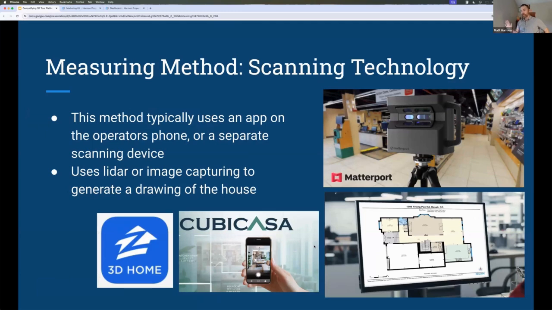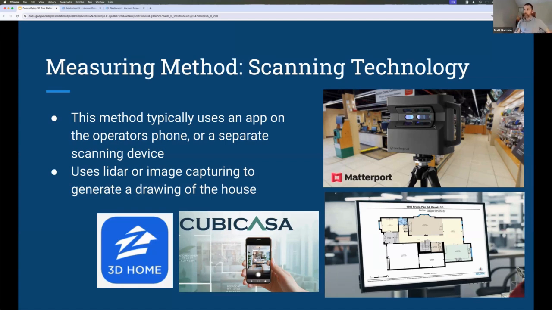All right, shifting gears. We're getting into the 3D technology now. This is new. This is the scanning technology to scan and create a floor plan. This method involves either using a proprietary camera like Matterport or just an app on your cell phone. And these four are the four big players in our market area.